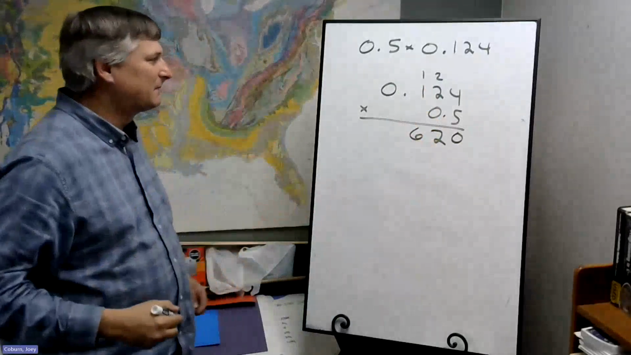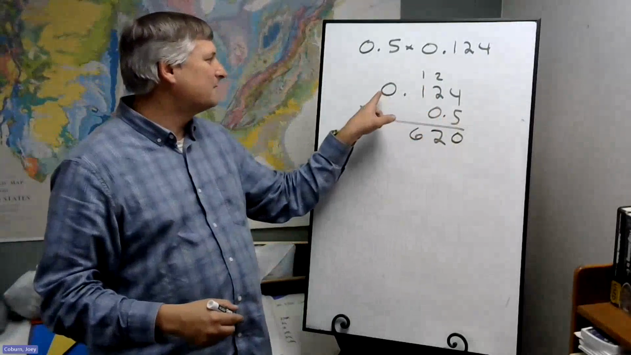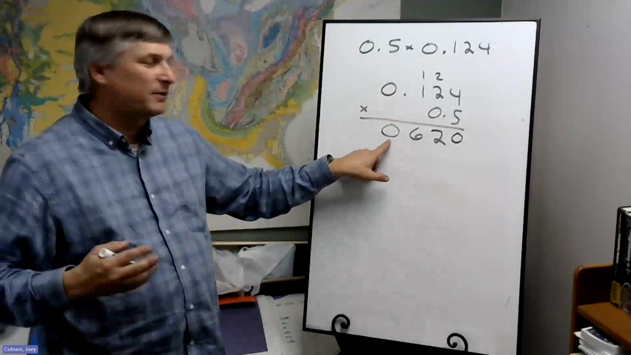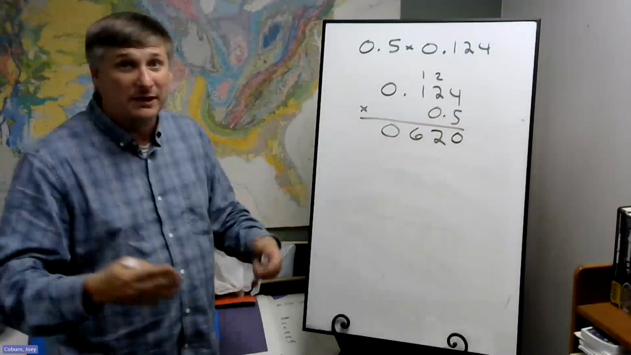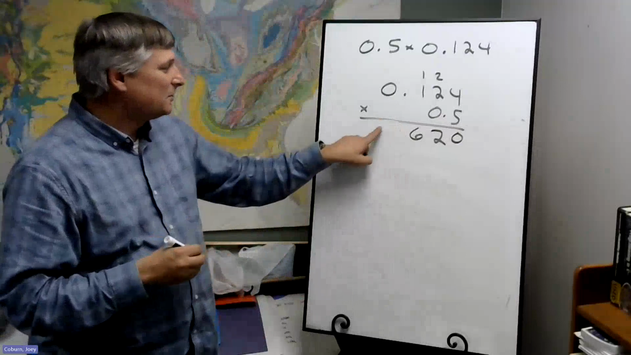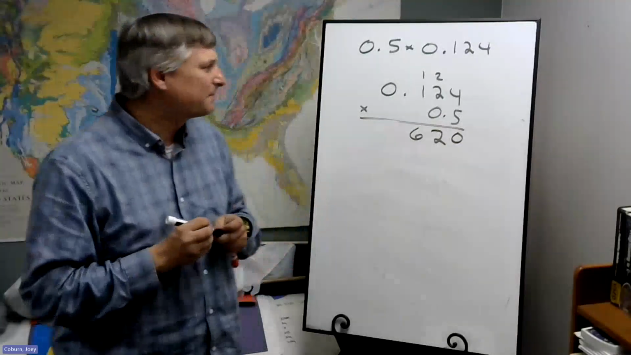And that's it. You don't really need to multiply 5 and 0. You would just get 0 here. And then when you have a 0 in front of a number like this, you can always remove it. It doesn't really count for anything. So we'll stick with 620.